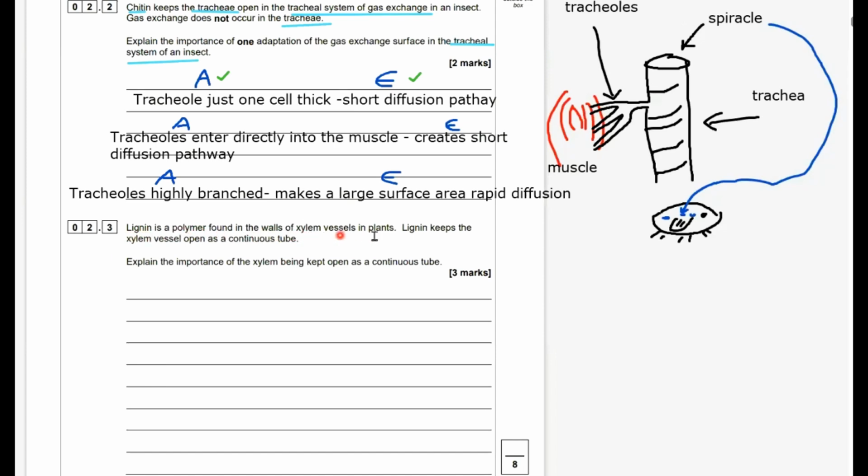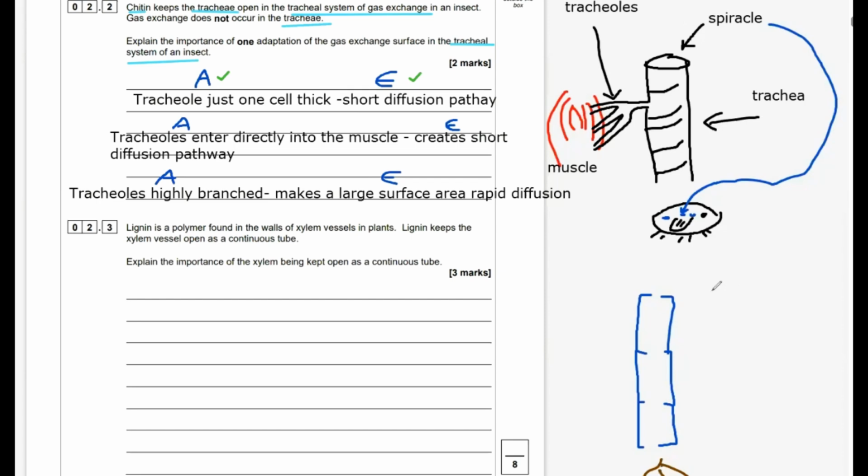Let's look at 2.3. Lignin is a polymer found in the walls of the xylem vessel in plants. Lignin keeps the xylem vessels open as one continuous tube. Explain the importance of the xylem being open as a continuous tube. So we're not really being asked about why lignin's important. We're really just being asked, why is it important that the xylem is a continuous tube?